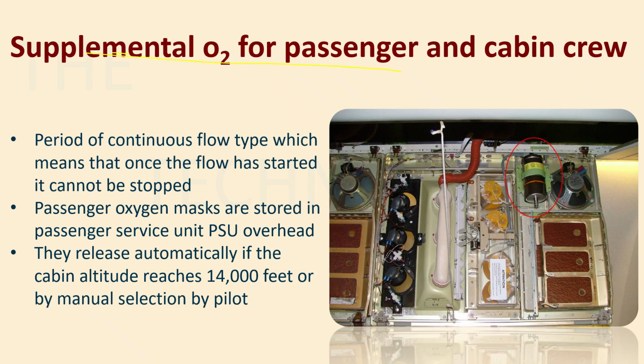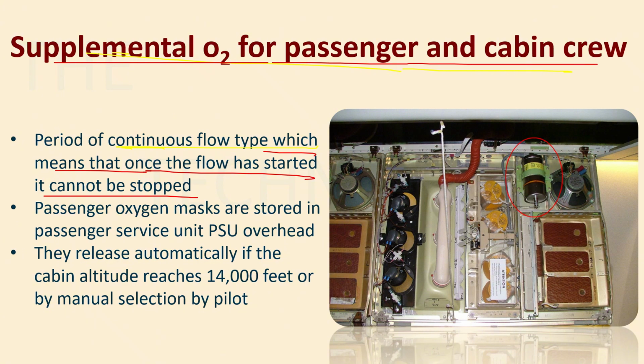Then the supplemental oxygen for passengers and crew is of continuous flow type. This means that once the system has started, it cannot be stopped, right? Once the oxygen system starts, it cannot be stopped, unlike the flight crew masks, which are on demand and have various modes, so that can be controlled. But the oxygen that is used for your passengers and cabin crew cannot be controlled. Once it is started, it will continue its process. Obviously, you have started a reaction, so the reaction cannot be stopped midway. The reaction will continue and the oxygen will keep being supplied, right? And the passenger oxygen masks are stored in the passenger service unit.